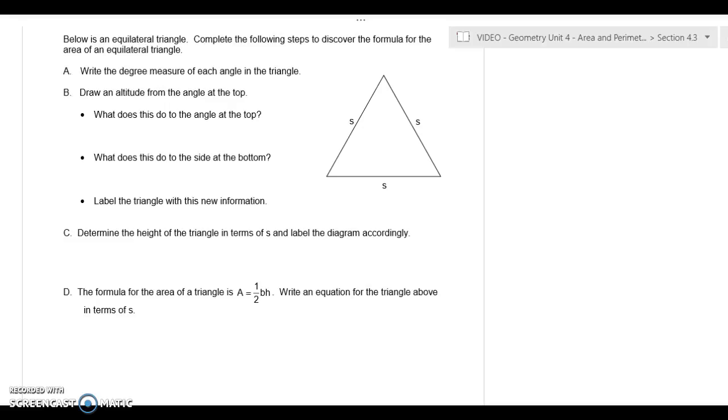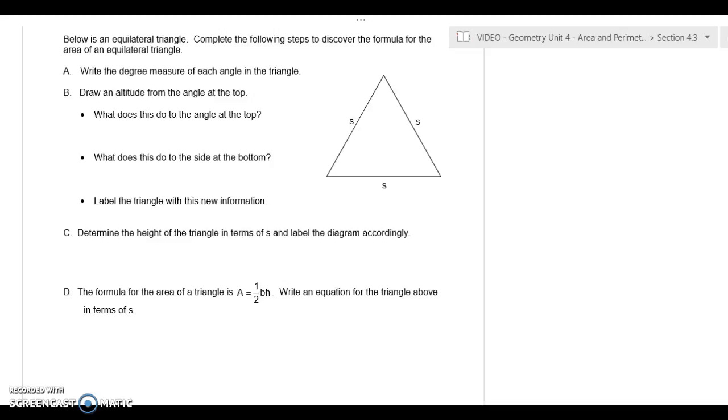In this video, we're going to explore the area of equilateral triangles. So in this particular activity, we have an equilateral triangle. We're going to follow some steps to develop and derive the formula that we can use to find the area of an equilateral triangle, which, again, is kind of a shortcut. It is a triangle, so we can always use 1/2 base times height if it's more appropriate.